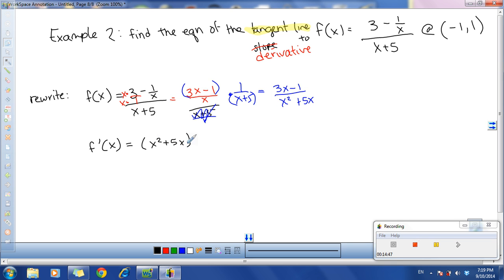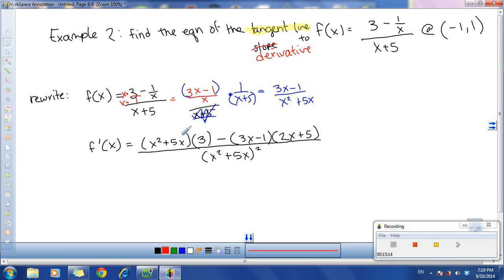So the derivative of 3x minus 1 is just 3. Minus high, so 3x minus 1, d low, take the derivative of the bottom. So that's going to be 2x plus 5 all over low squared, which is x squared plus 5x, quantity squared. Okay, so I'm going to clean it up a little bit.